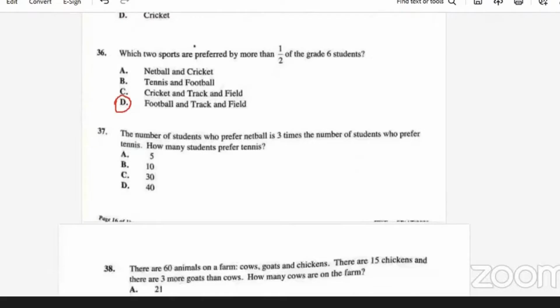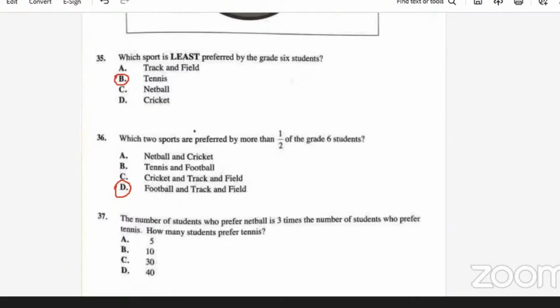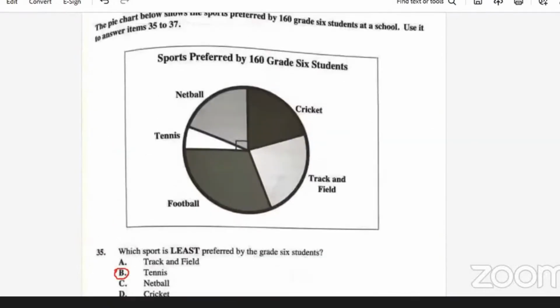All right, guys, almost at the end of the paper. Question 37. The number of students who prefer netball is 3 times the number of students who prefer tennis. How many students prefer tennis? All right. So how would we know then how many students prefer tennis? Let's look at the question again. The number of students who prefer netball is 3 times the number of students who prefer tennis. All right, so let's look at the information.